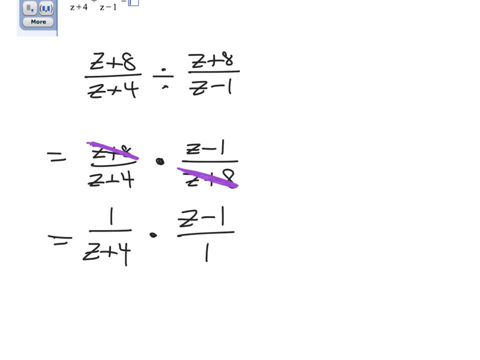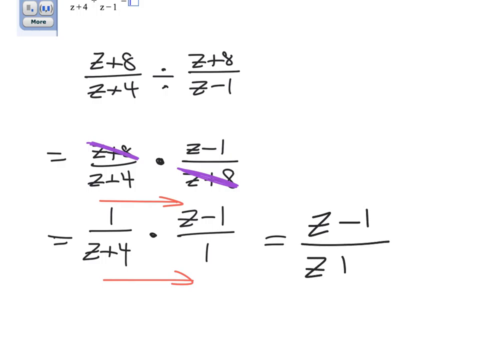And then when we multiply straight across, multiplying by 1 doesn't change the value at all, so we don't even have to worry about writing it. So it's z minus 1 over z plus 4.